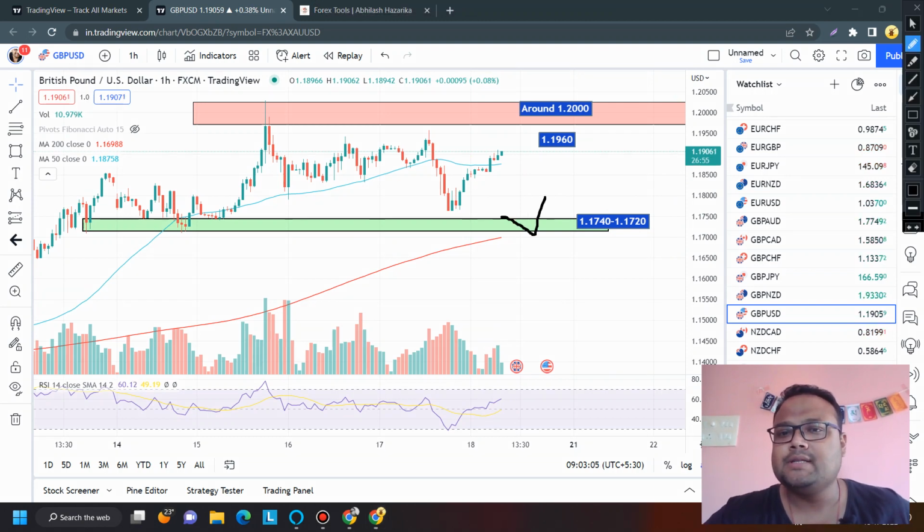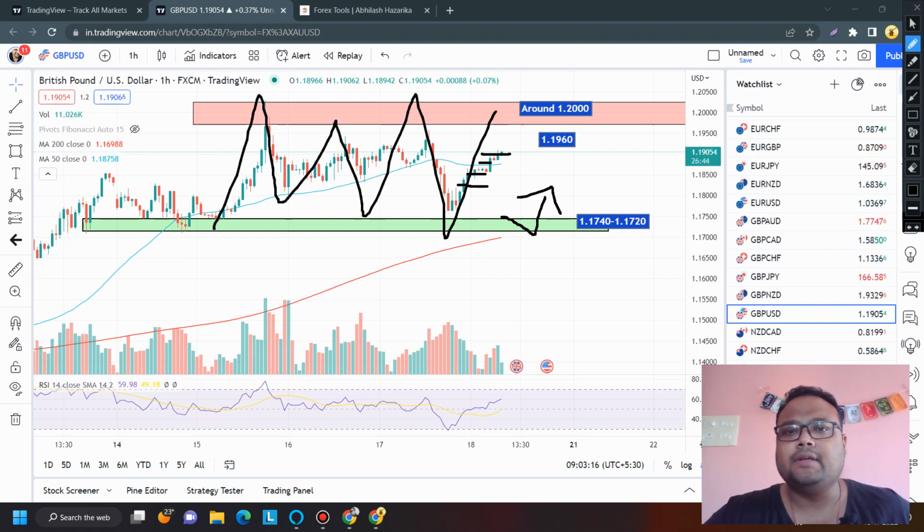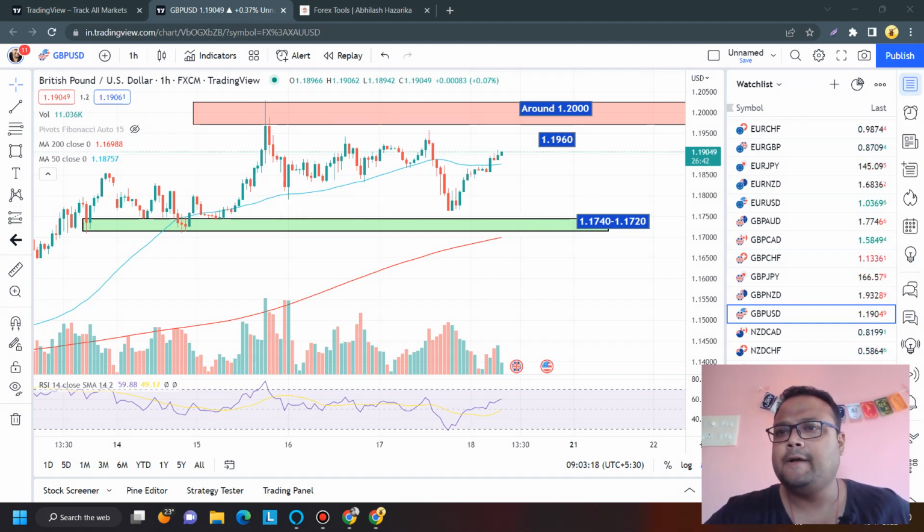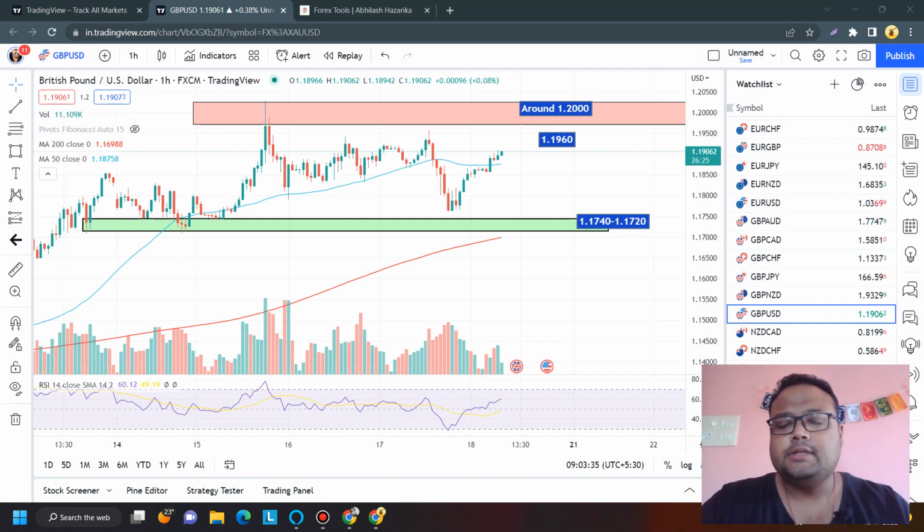So if the market bounces, you can go for a buy position, but taking any buy or sell position around this level can be quite risky, because as you can see the market is choppy, the market is sideways. So do not lose your patience. Just wait for the right time.